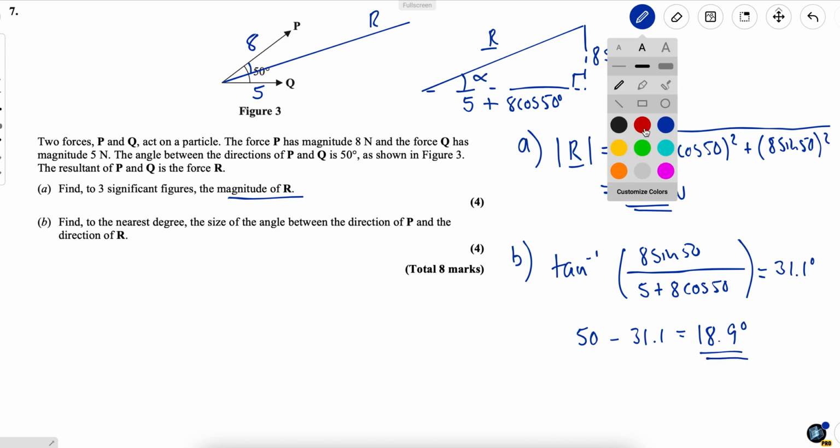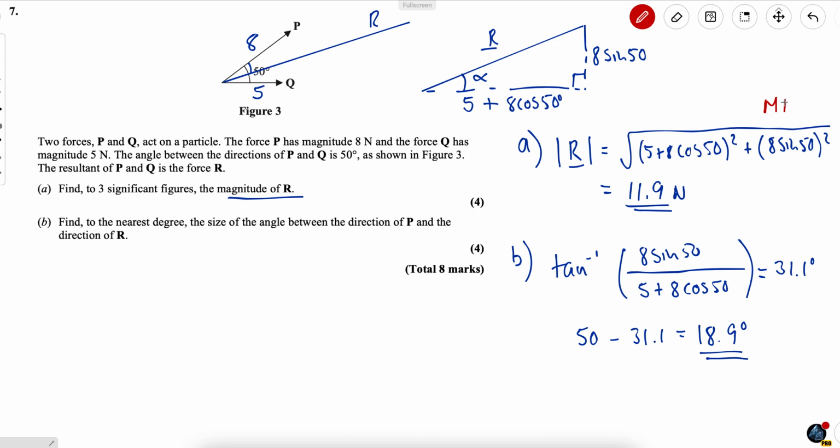Marks wise for this question, it's quite generous, this mark scheme for this question. There's a method mark for using Pythagoras, even if the values are not correct. So you could have cos or sine incorrect. You can have 1 or 2 errors, but then there are 2 accuracy marks. Deduct 1 for each error there.